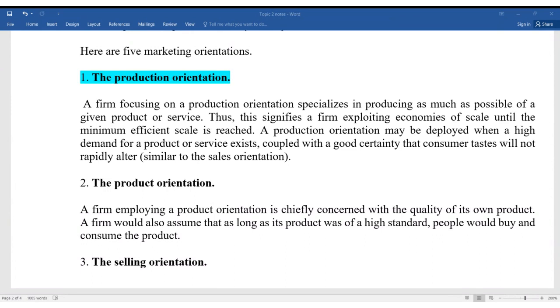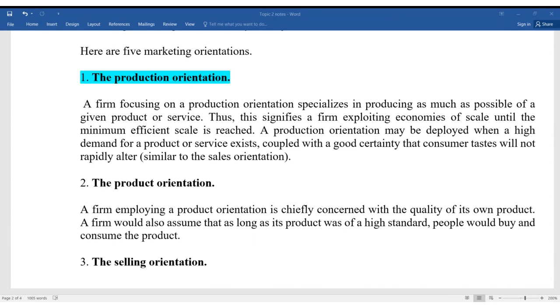Are we together? Now, there are challenges that may affect production orientation. What are some of the challenges? What are some of the problems related to this kind of orientation? Challenges, problems, disadvantages of this kind of orientation.